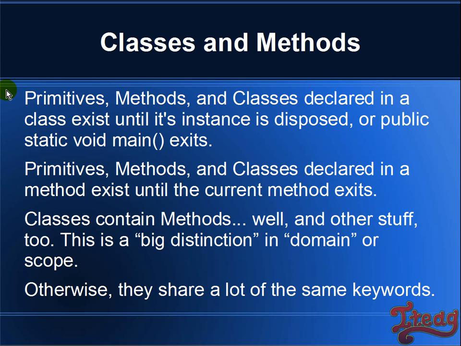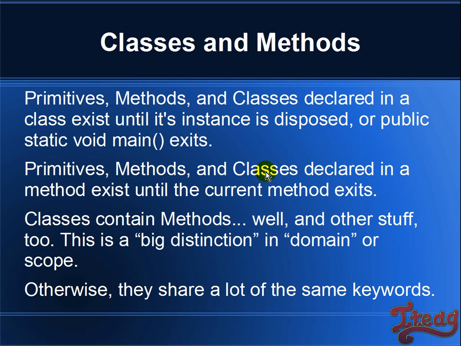All right, so primitives, methods, and classes declared in a class exist until its instance is disposed of, or the program exits. Once it exits, then whatever's declared in this class is disposed of at that time. And the reason I say all of this here is because I'm taking into account the keyword static.